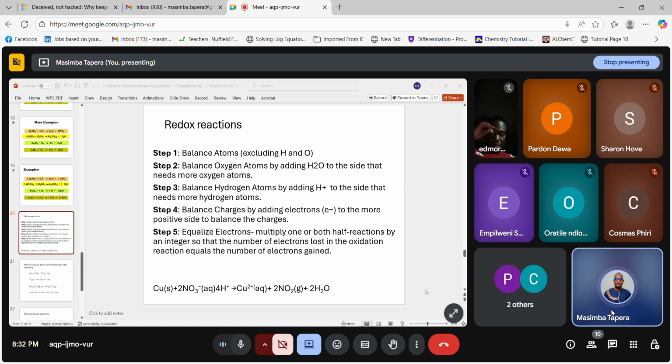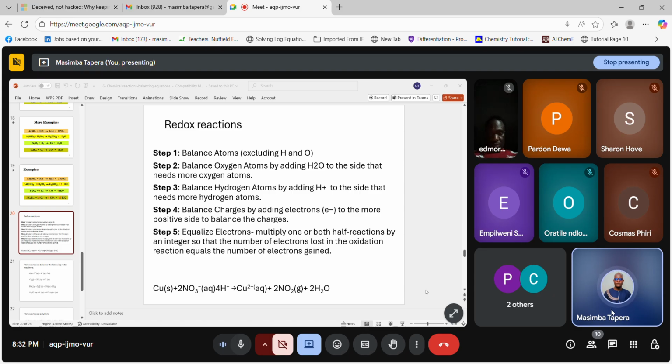Then step two is for you to balance oxygen atoms. How do you balance oxygen? You realize that there are some equations, the ones that we call the redox equations. You realize that you can have oxygen on one side and you don't have oxygen on the other side, and it will be difficult for you.